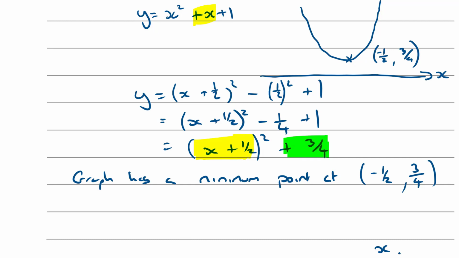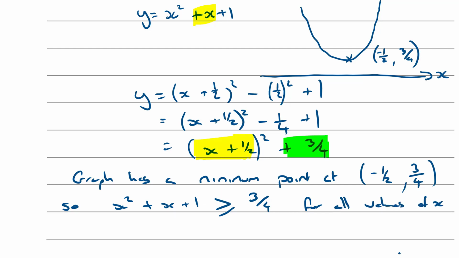So how can I write that down? So x squared plus x plus 1 is going to be greater than or equal to 3/4 for all values of x. All values of x. So x squared plus x plus 1 is always positive.